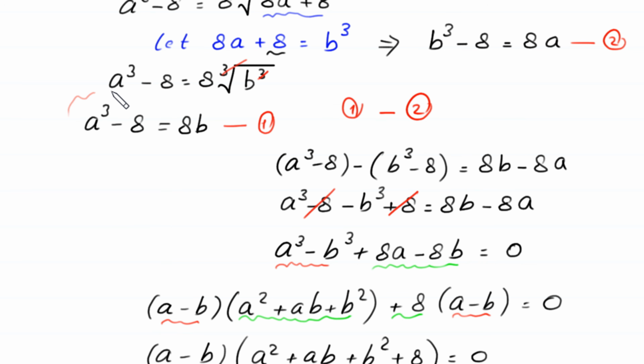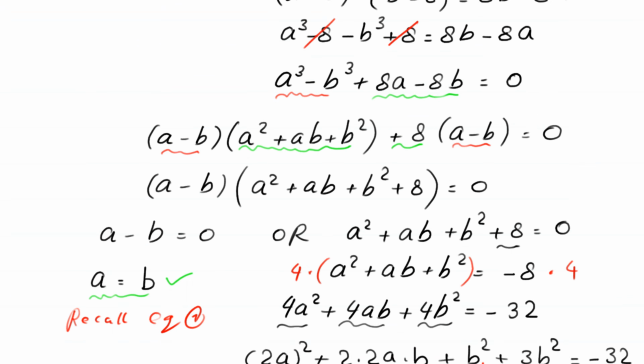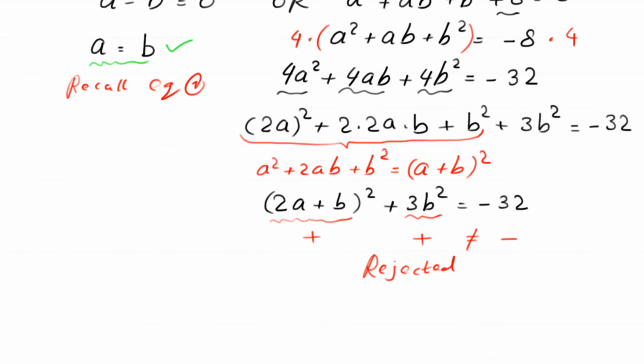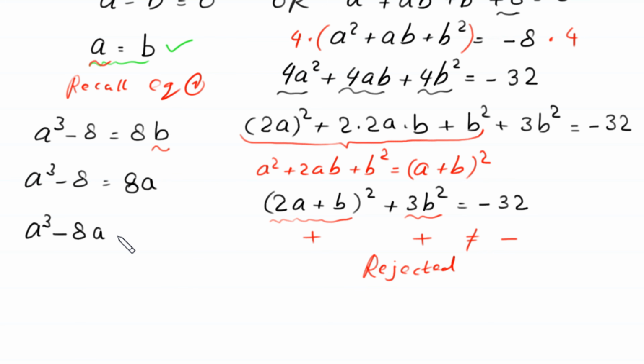Equation 1 is a cubed minus 8 is equal to 8b. So we replace this b with this a, then this equation will become a cubed minus 8 is equal to 8a. Now we move this 8a to the left hand side, then this equation will become a cubed minus 8a minus 8 is equal to 0.